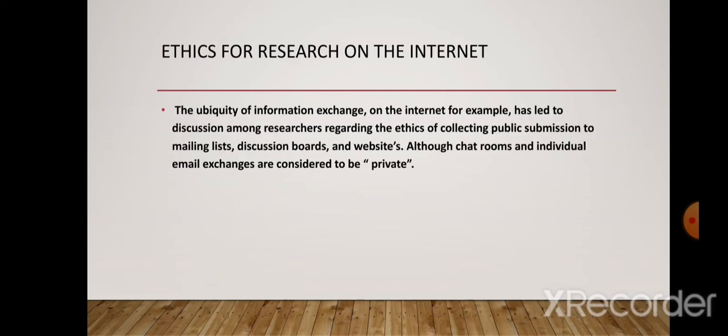Ethics for research on the Internet. The ubiquity of information exchange on the Internet, for example, has led to discussion among researchers regarding the ethics of collecting public submissions to mailing lists, discussion boards, and sites. Although chat rooms and individual email exchanges are considered to be private.